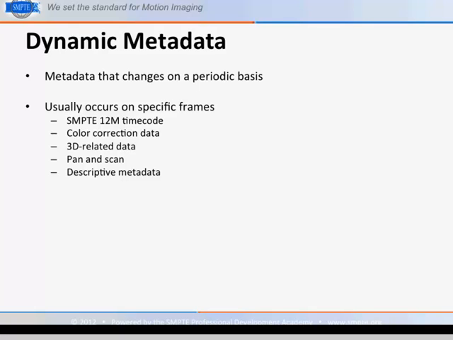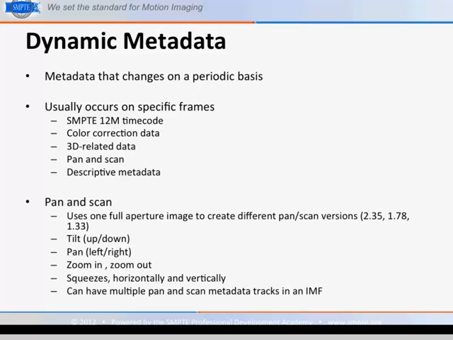All right, so I don't really have an analog equivalent or any pictures to go with dynamic metadata, so I kind of put this up to the side here. But dynamic metadata would be an essence file where the metadata changes on a periodic basis. A lot of times it may change every frame or every other frame. So an example of dynamic metadata could be time code, color correction data, or 3D related data, so stereoscopic type information, pan and scan, or even descriptive metadata where you're explaining that there are certain objects in parts of the screen at different times of the content.